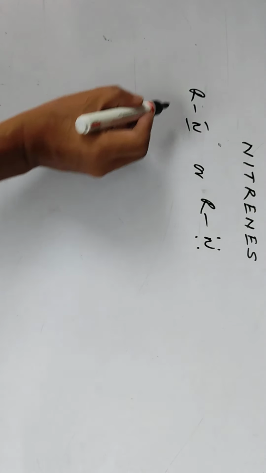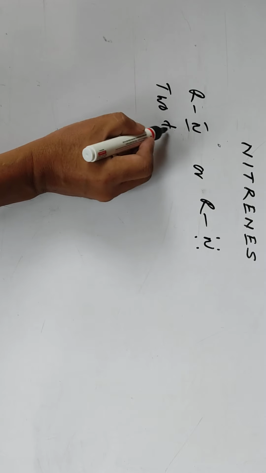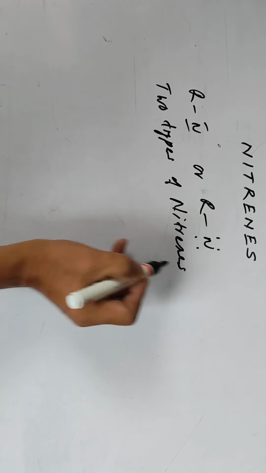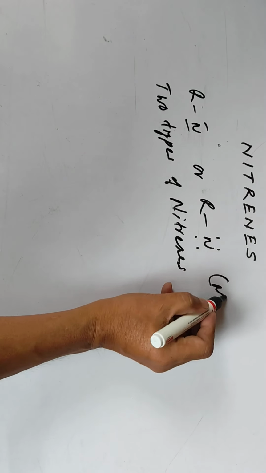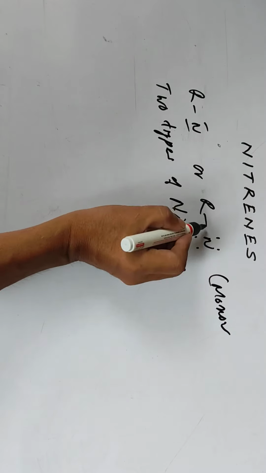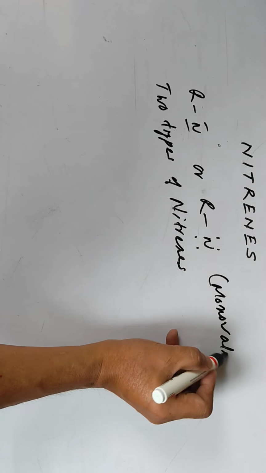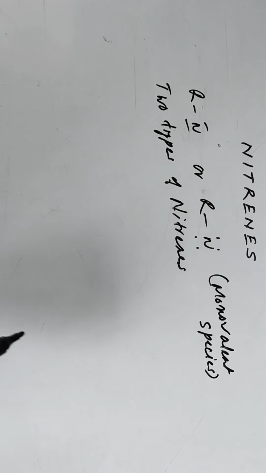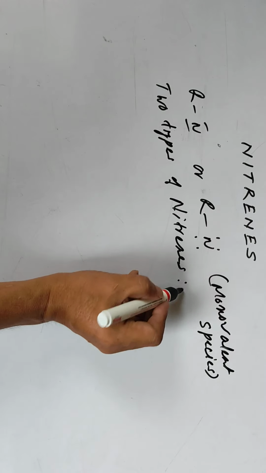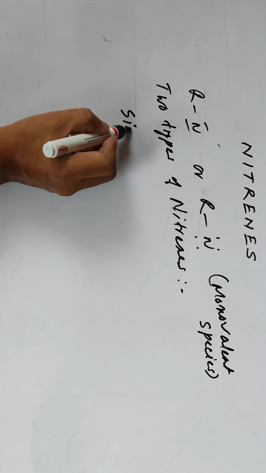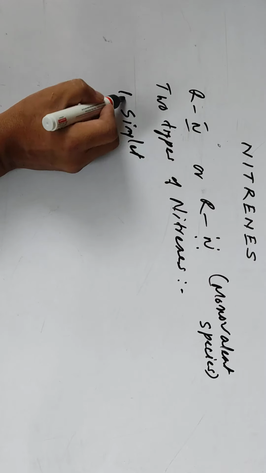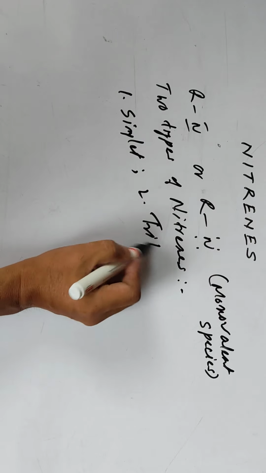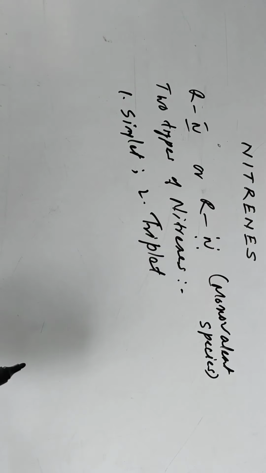So they can have two types, like carbenes. There are two types of nitrenes. They are monovalent, with only one valency, linked with the R. They are monovalent species and highly reactive intermediates. Like carbenes, they can have two types: singlet nitrenes and triplet nitrenes.